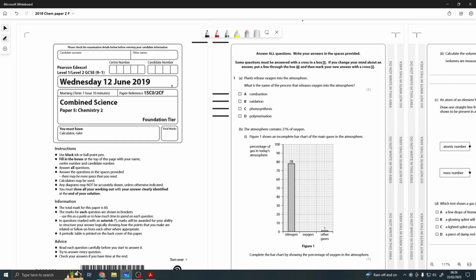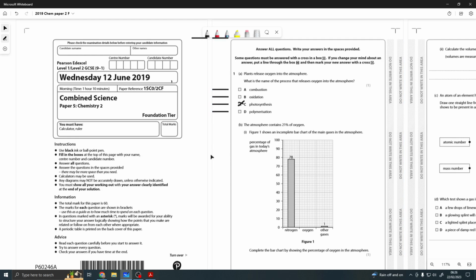Let's hope my pen's working. Now, is it combustion? Is it oxidation? Is it photosynthesis? Or is it polymerization? So, obviously, you're hopefully remembering from your biology lessons and a little bit of chemistry that it is indeed photosynthesis. Combustion is when oxygen is used. Oxidation is when something takes in oxygen, and polymerization is when small molecules join together to form one large one.